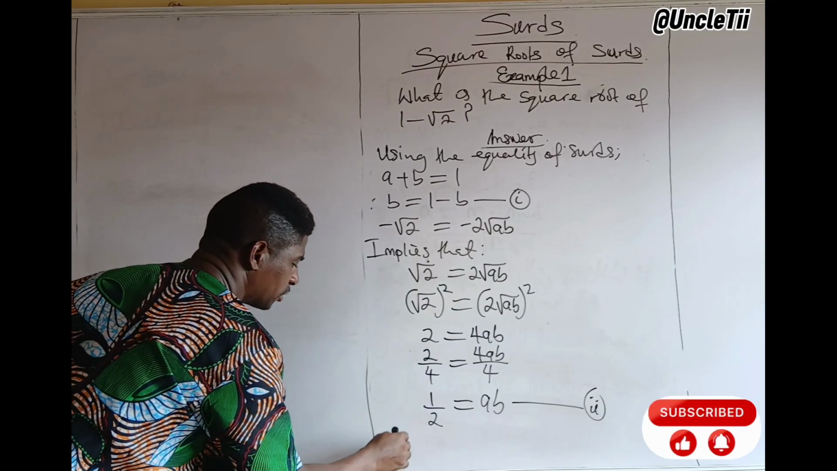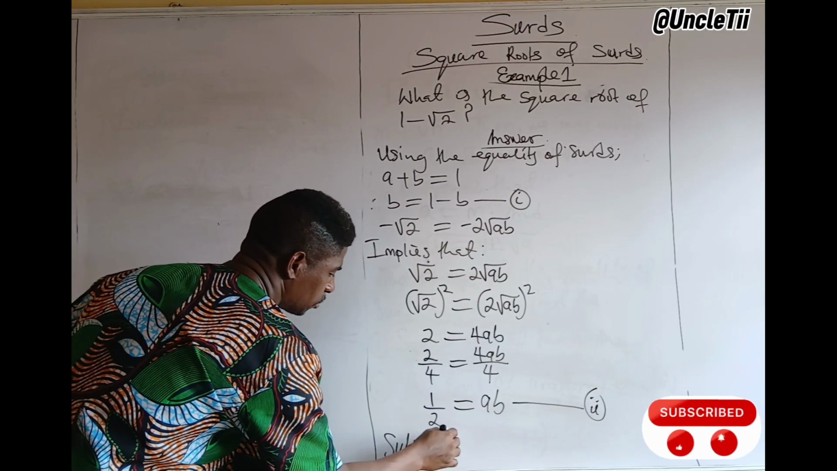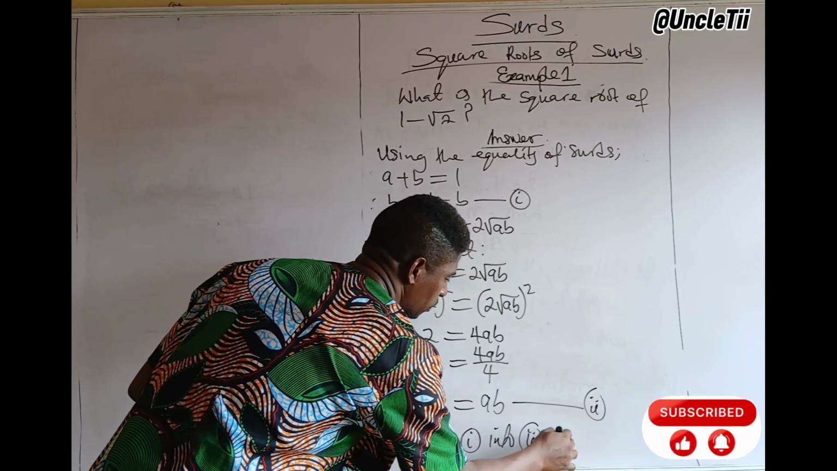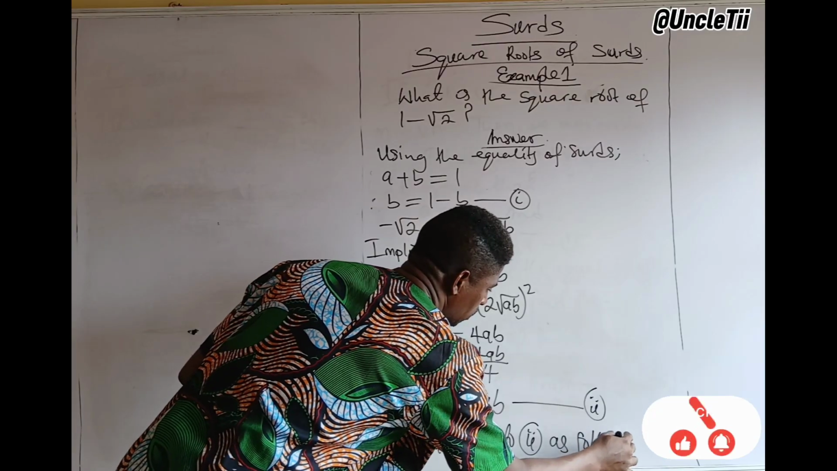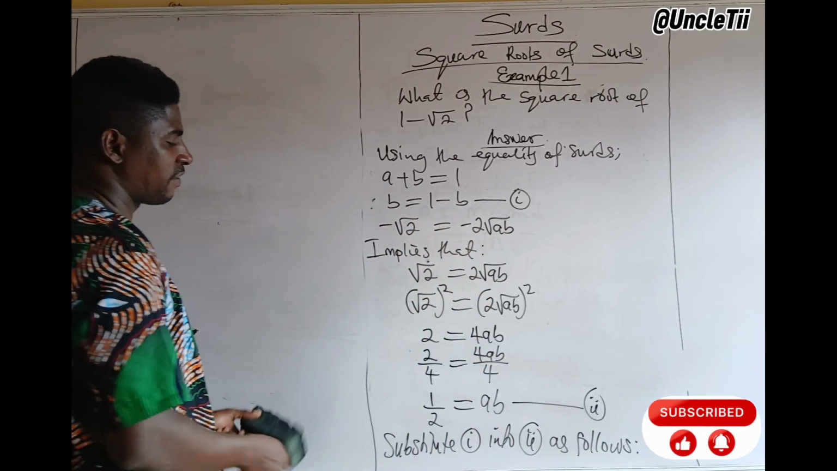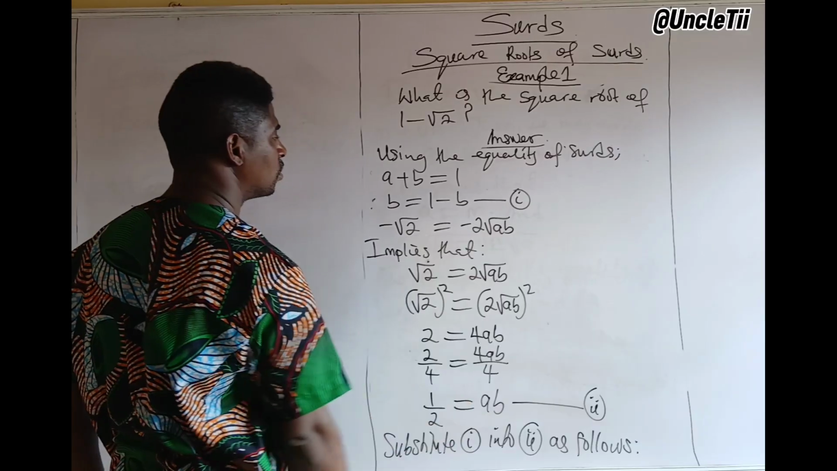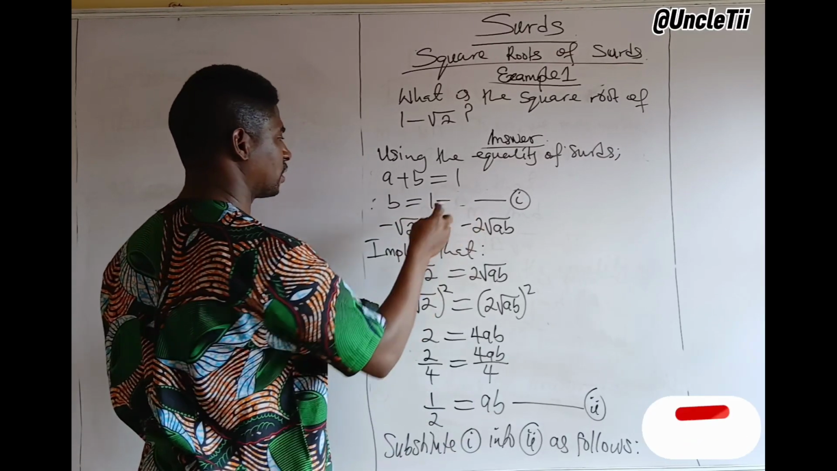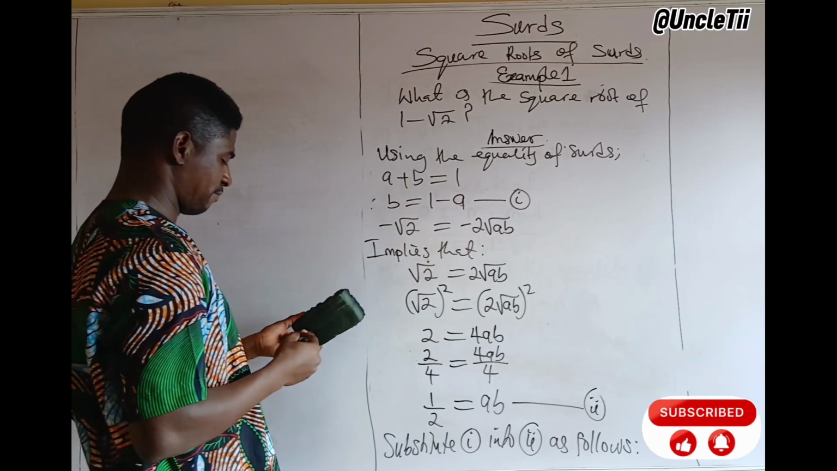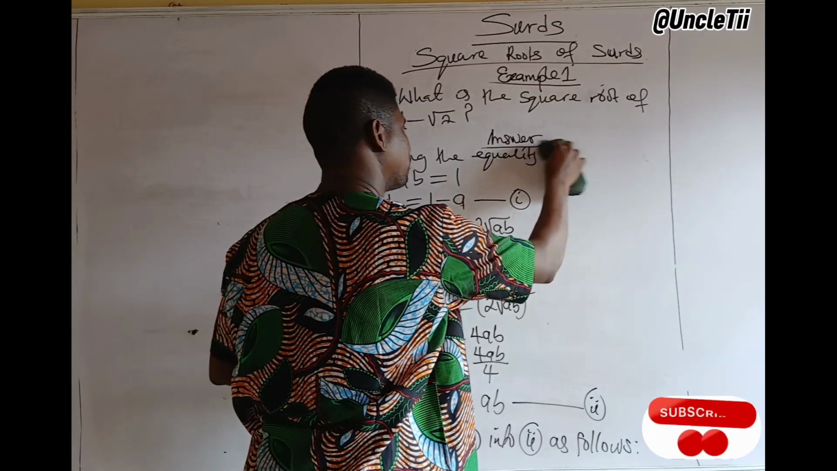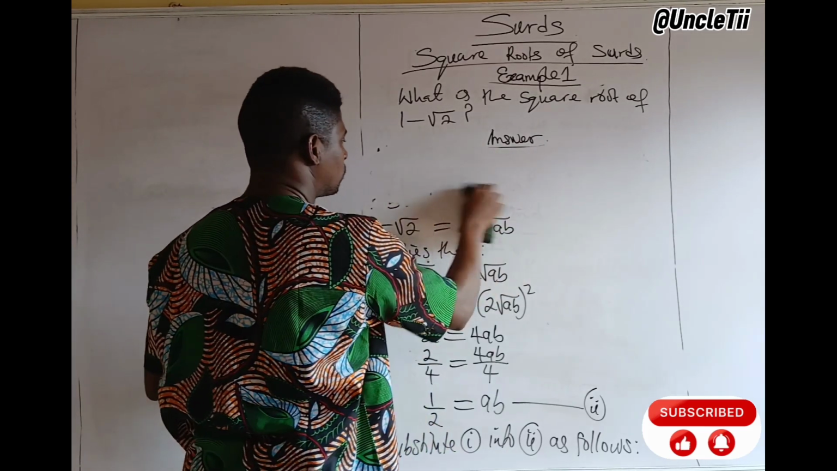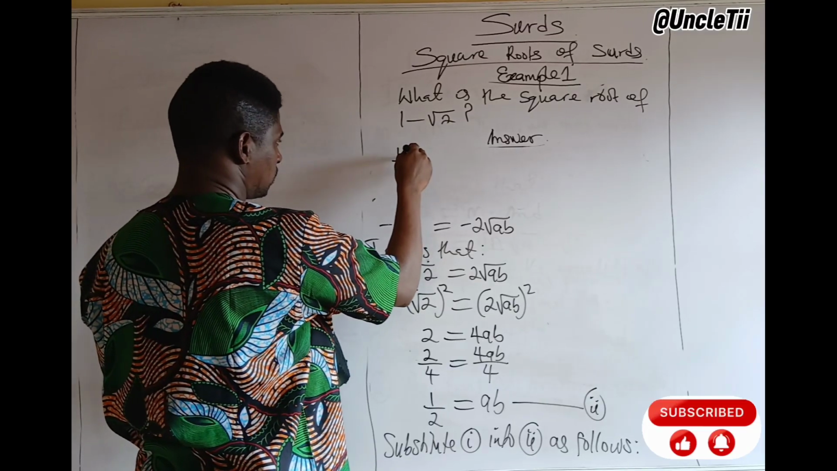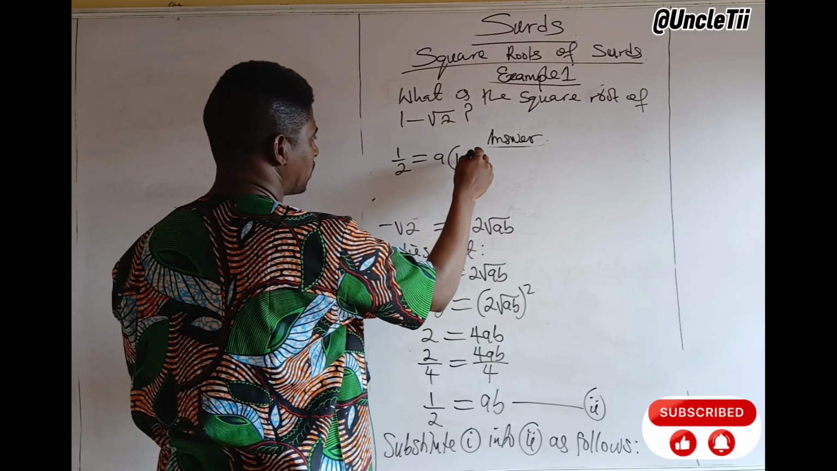And so now we substitute equation 1 into equation 2 as follows. What that implies is whenever we find B in equation 2, we can replace it with 1 minus A, because A has come over. We replace with 1 minus A. So that will give to us half is equal to A into 1 minus A.